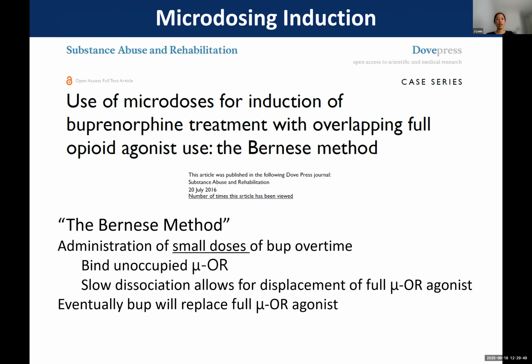So this is where we administer small doses of buprenorphine over time. And the theory is that buprenorphine will bind any unoccupied mu-opioid receptor because of its strong binding affinity. And because it slowly dissociates, it will eventually replace the full mu-opioid receptor agonist.